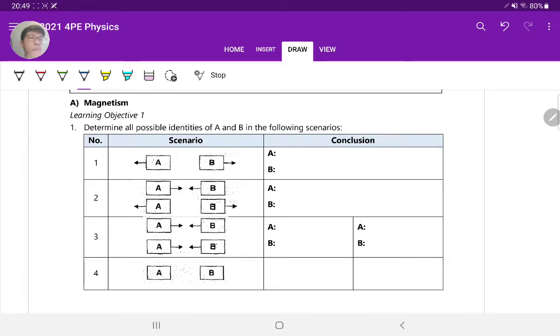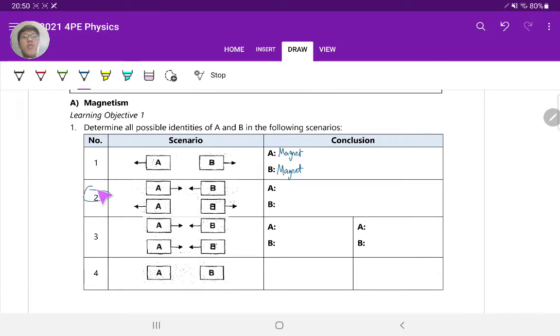Okay, so in this case, A and B are repelling one another, so straight away you know that A and B both must be magnets, right? Apologies for my handwriting. A and B must both be magnets because they're repelling each other.